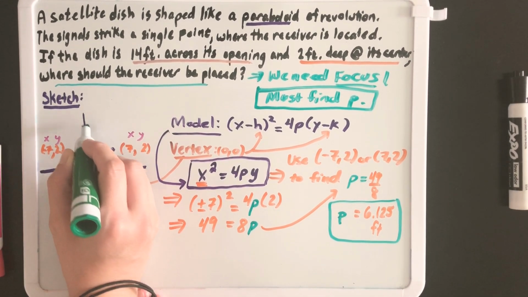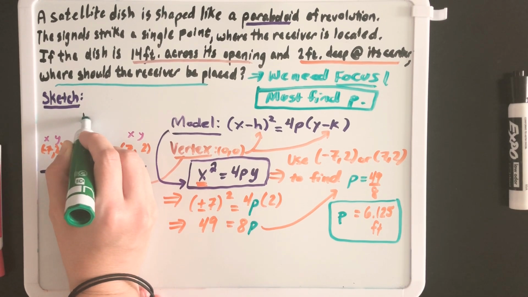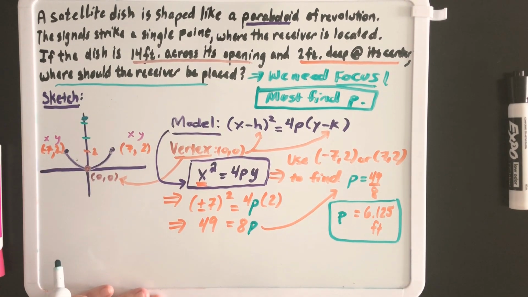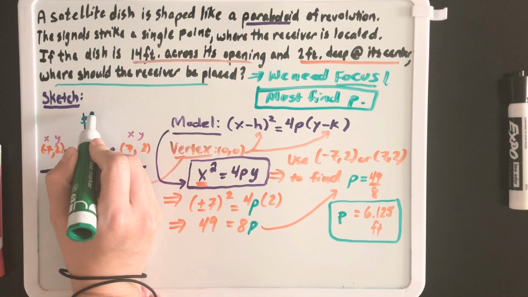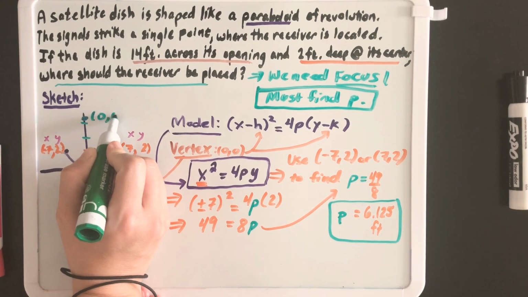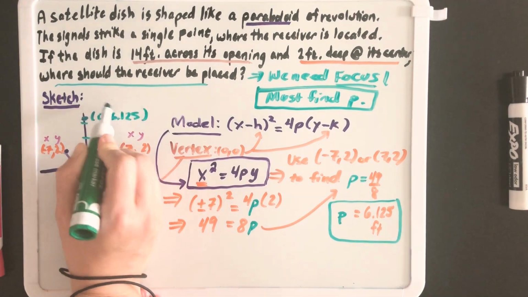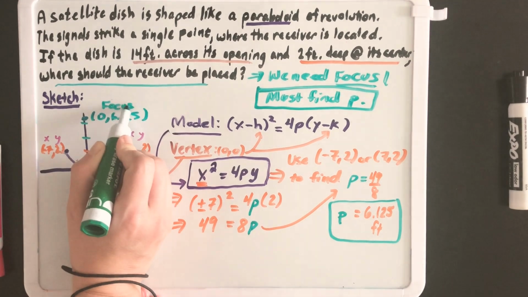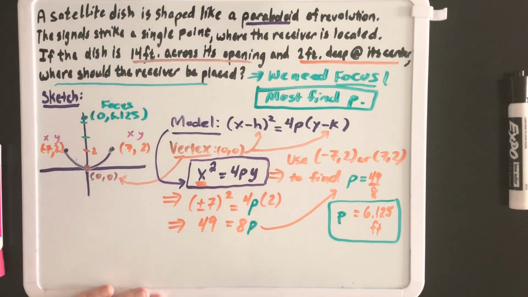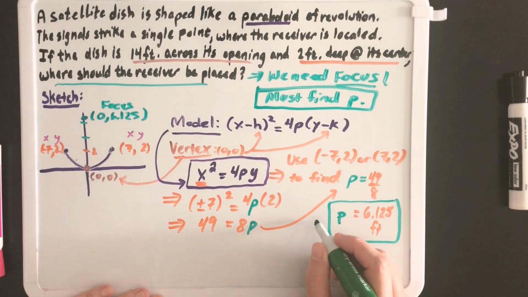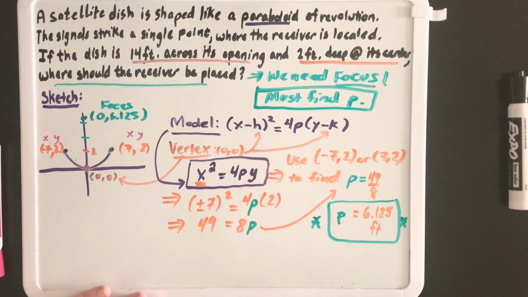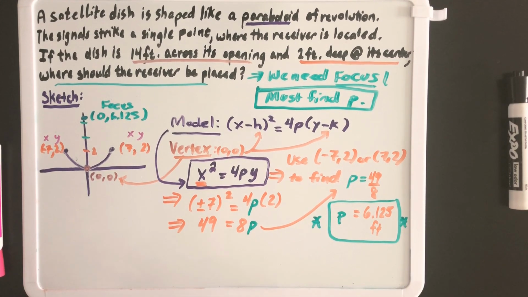So let's see where that would be. 2, 4, 6, so around here somewhere. This would be the location of where I should put my receiver. The focus here would be at 0, 6.125. This would be my focus. So that is the location of where that receiver should go. Okay, so that is the answer to that question. Now, if you are curious about how you would have continued graphing a normal parabola, not to answer this question, you're done. That is the answer.